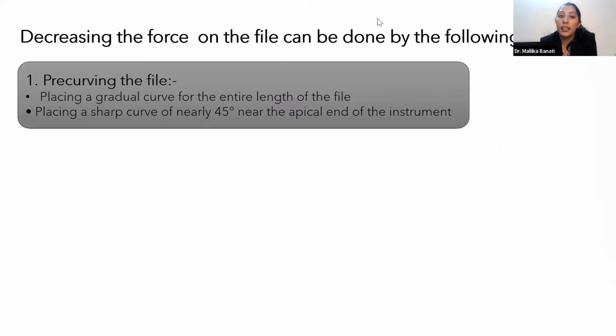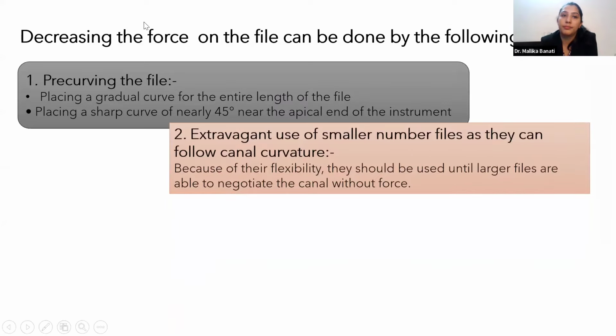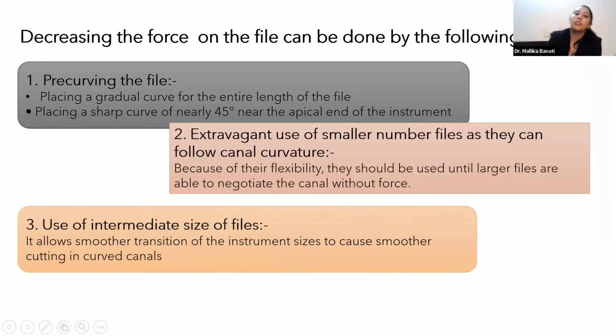So now, how do you decrease the force on the file that you're preparing your canal with? Pre-curving the file is one way. When you're actually going in for your instrumentation, you mildly pre-curve your file a little, and you can place a sharp curve on the file as well if you have a bayonet type of root canal. Another way is the extensive use of a smaller number file, as they can follow the canal curvature better.